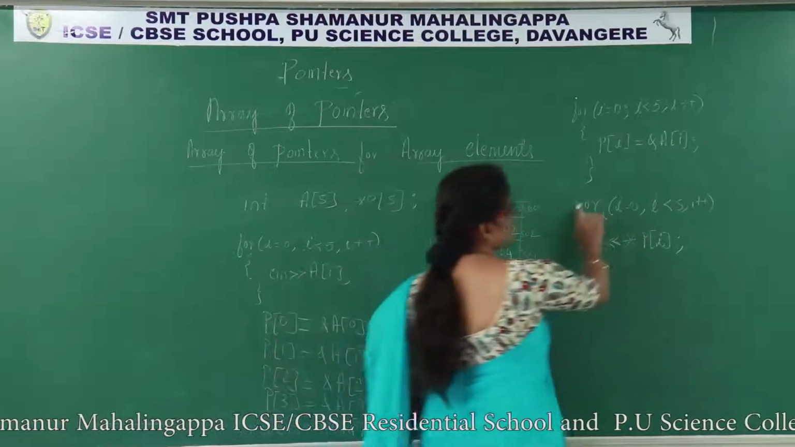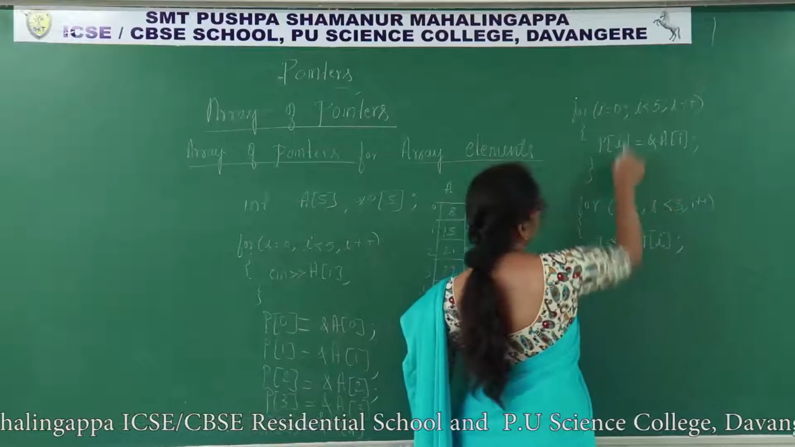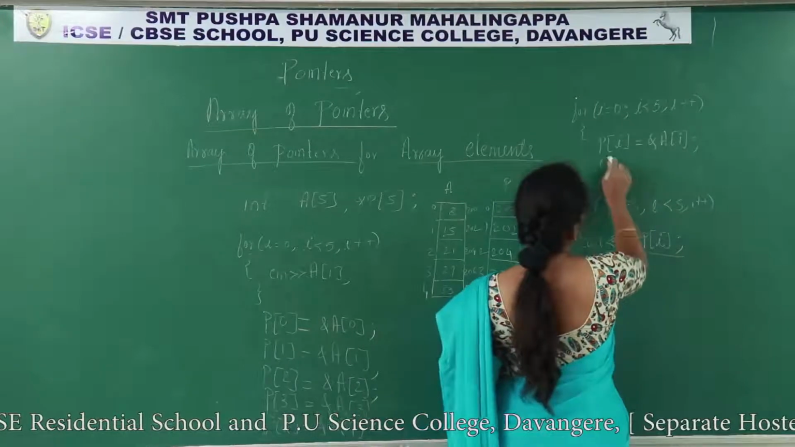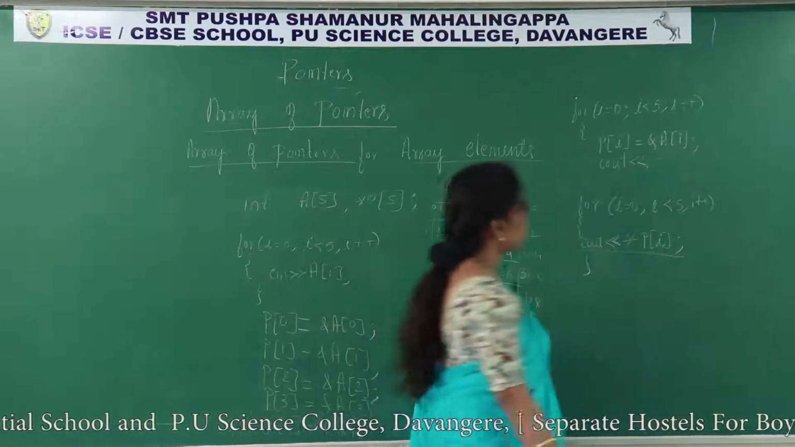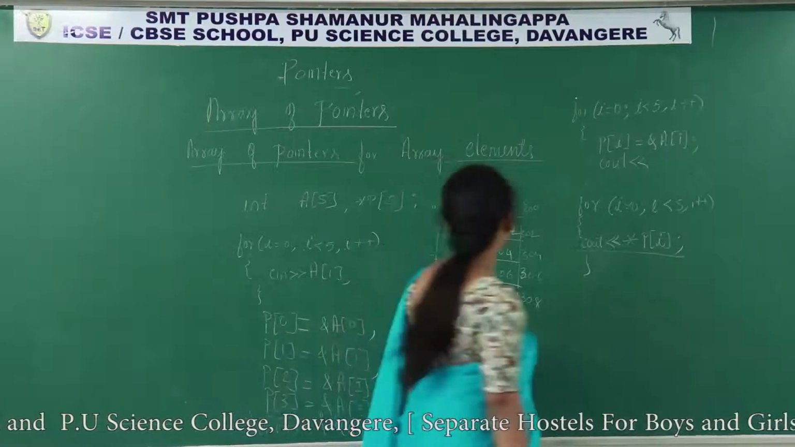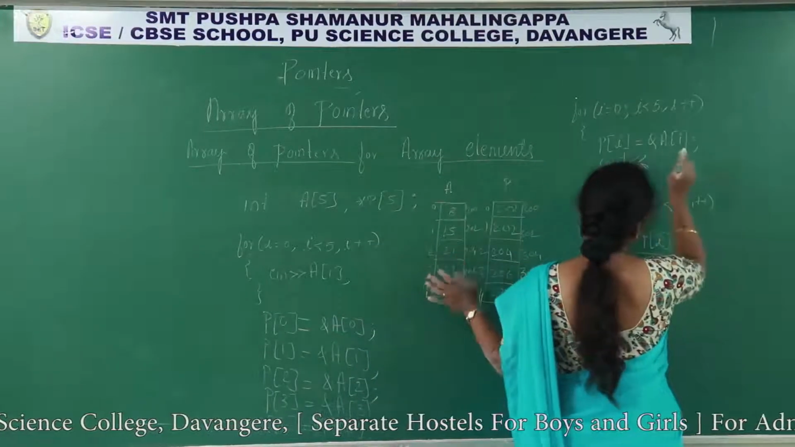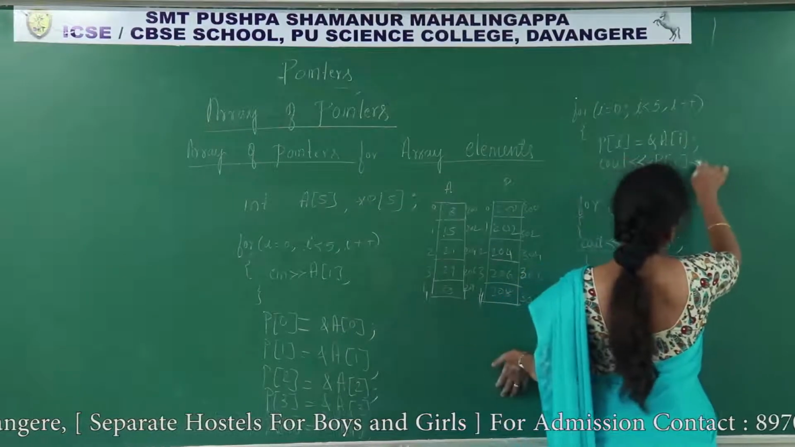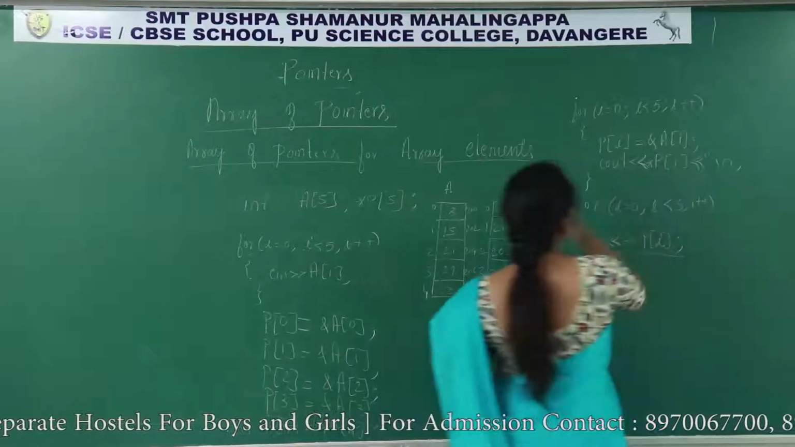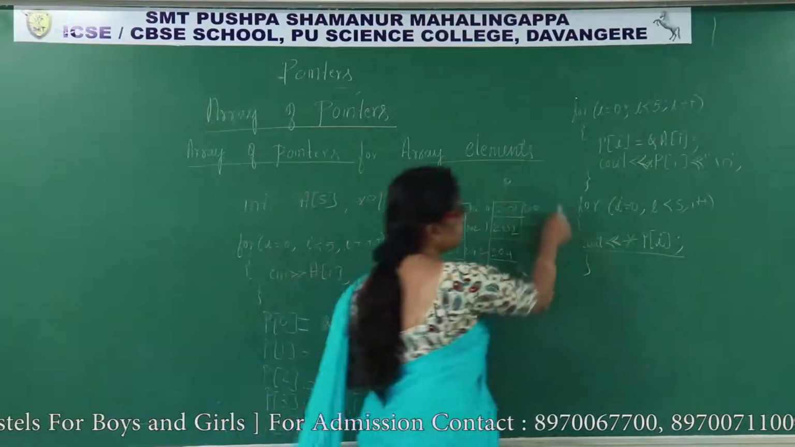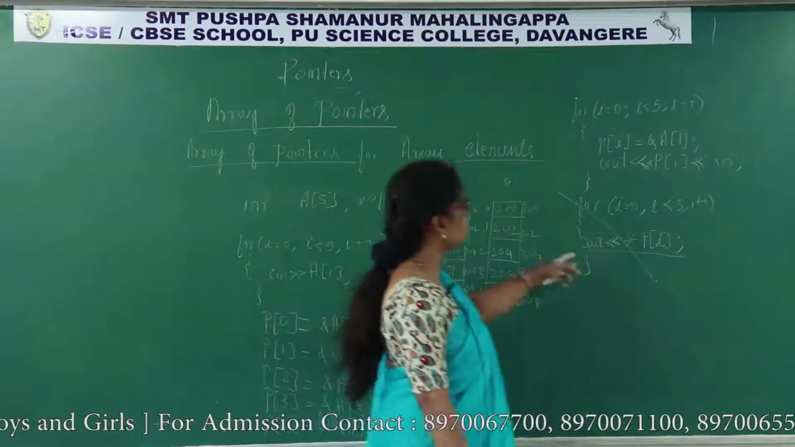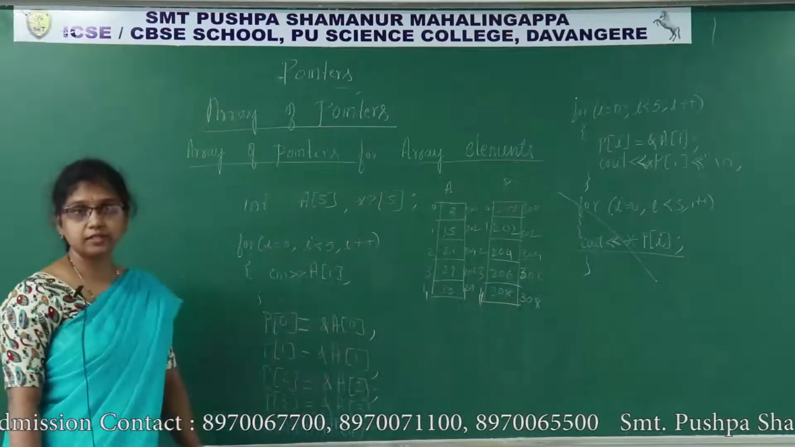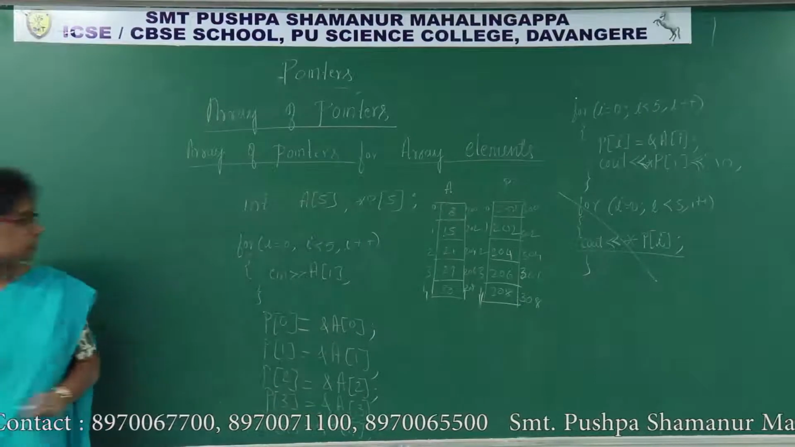See here, the header of the loop is the same in both cases, so I can include this statement here itself. Soon after initialization, it has to display the content of this array element: star P of I, insertion backslash n. So instead of writing one more for loop, I can include that statement here. Understood? So this is about an array of pointers for array elements. So let us write the program.